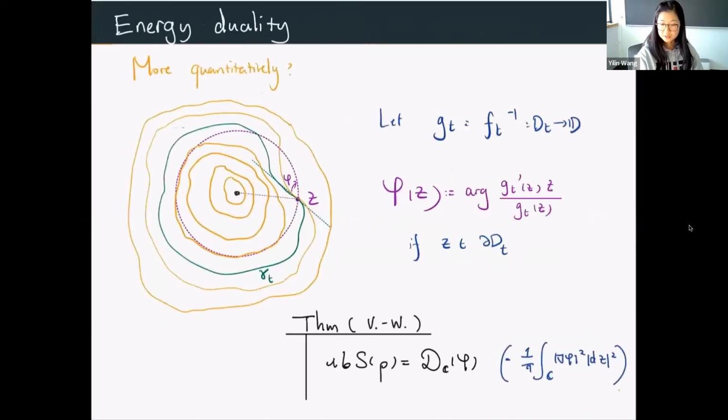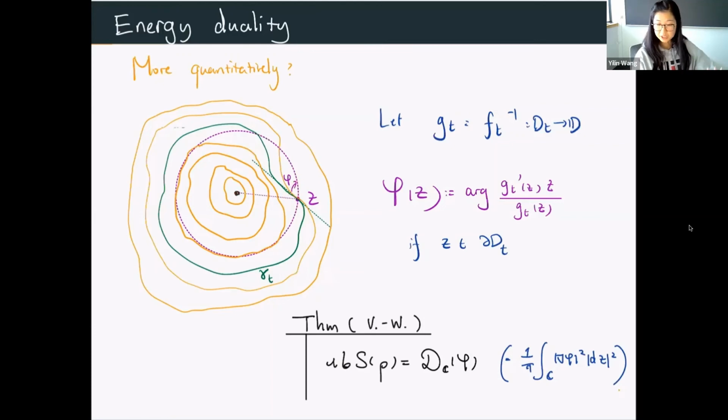Well, I won't go into the proof. This is the final result. It's saying that we can actually give a more quantitative description of this Loewner-Kufarev energy by describing this winding function. If you have a foliation by Weil-Petersson quasicircles, one can look at the angle between each tangent and the circle centered at 0.